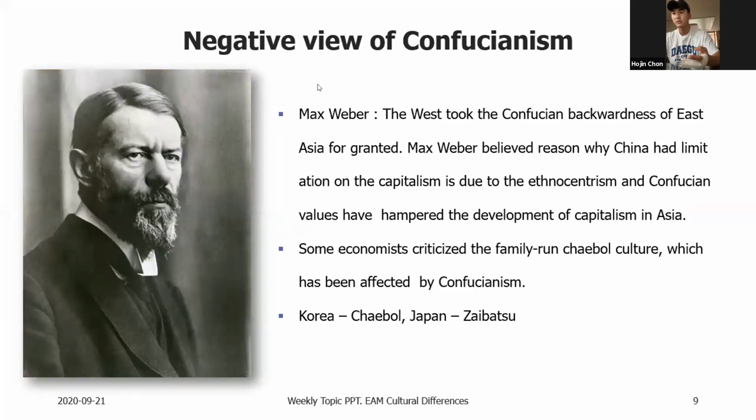However, there are some negative views. The West took the Confucian backwardness of East Asia for granted. Max Weber, a sociologist, found the reason why China had limitations on capitalism is due to ethnocentrism. Ethnocentrism is evaluating other cultures based on one's own values and habits. Also, he believed Confucian values have hampered the development of capitalism in Asia. Moreover, some economists criticize the family-run company culture, which has been affected by Confucianism: chaebol in Korea and Zaibatsu in Japan.